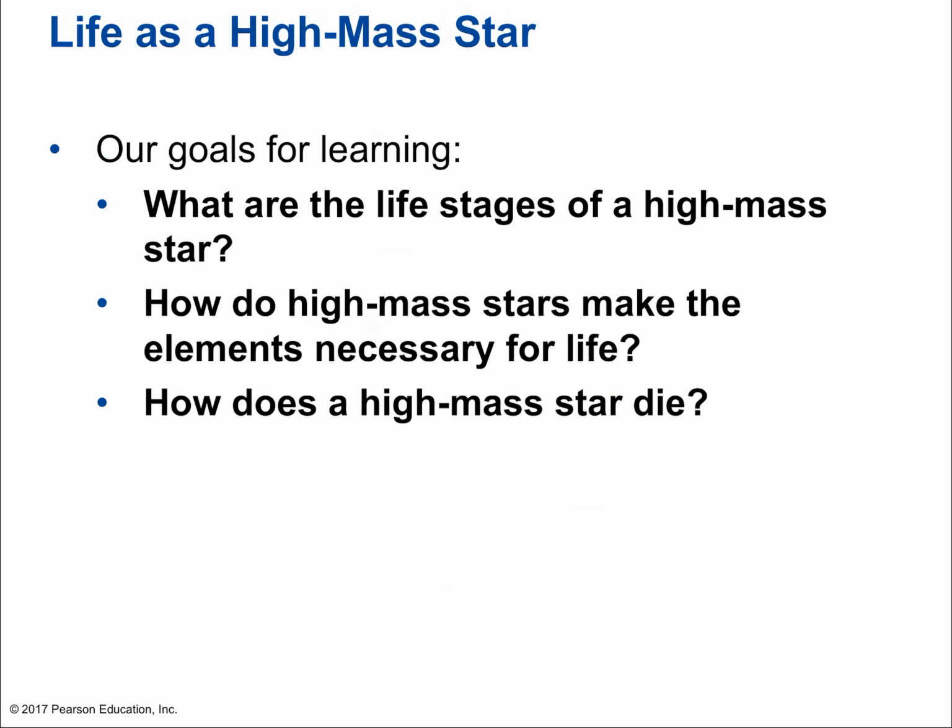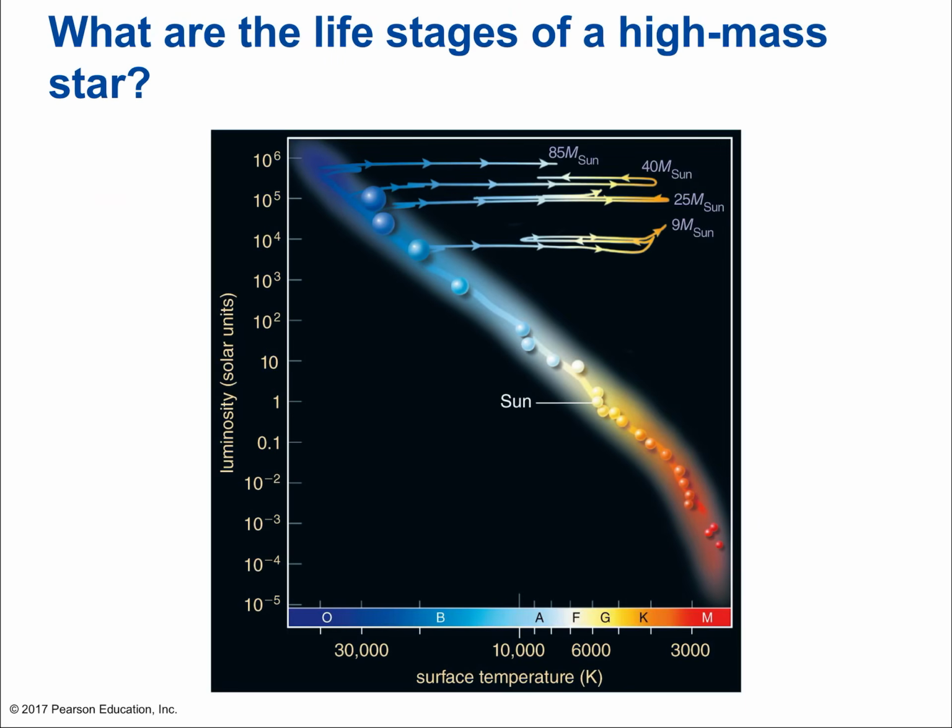All right, but now let's do the same kind of thing, but let's do it for a high mass star, because high mass stars are quite different. They're 30 to 150 times bigger than the sun, and it turns out that some different physics apply. So what are the life stages of a high mass star? How do high mass stars make the elements necessary for life? And how does a high mass star die?